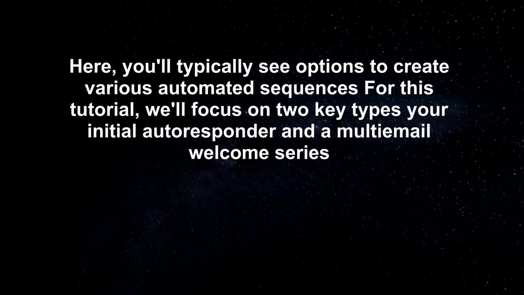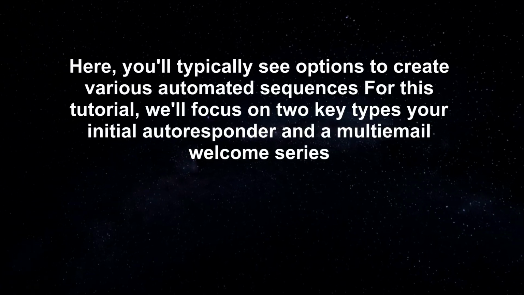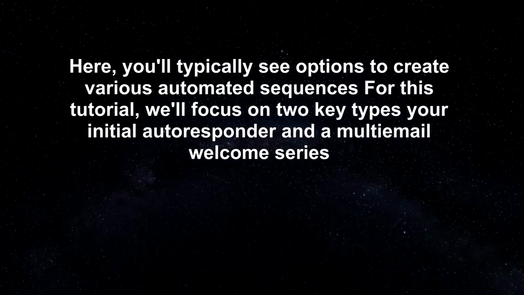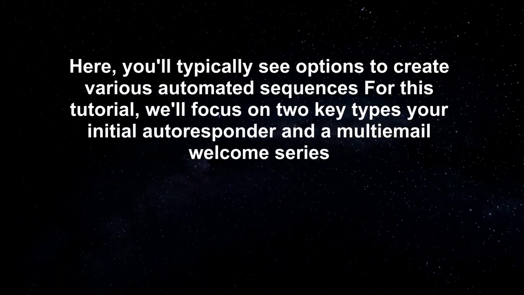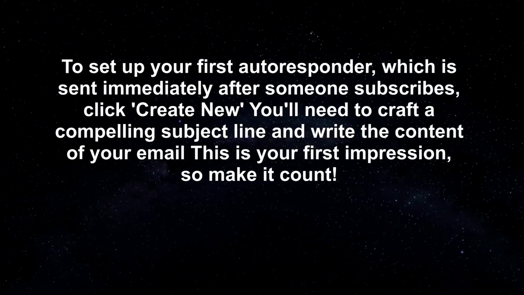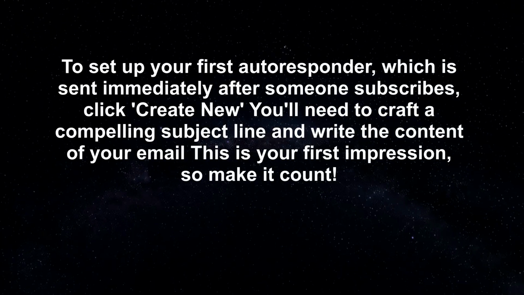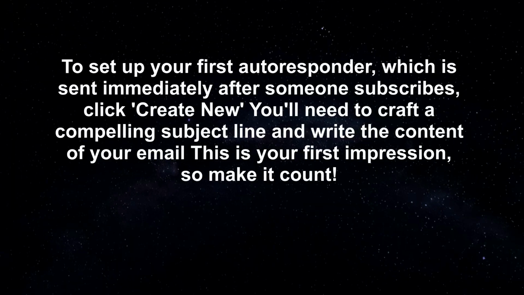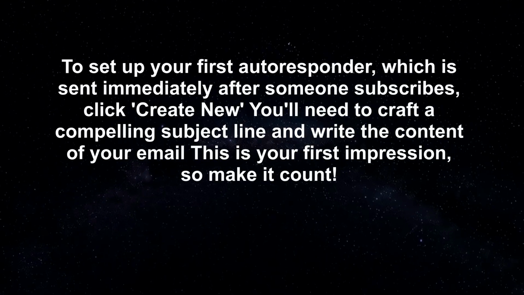Here, you'll typically see options to create various automated sequences. For this tutorial, we'll focus on two key types: your initial autoresponder and a multi-email welcome series. To set up your first autoresponder, which is sent immediately after someone subscribes, click Create New. You'll need to craft a compelling subject line and write the content of your email. This is your first impression, so make it count.